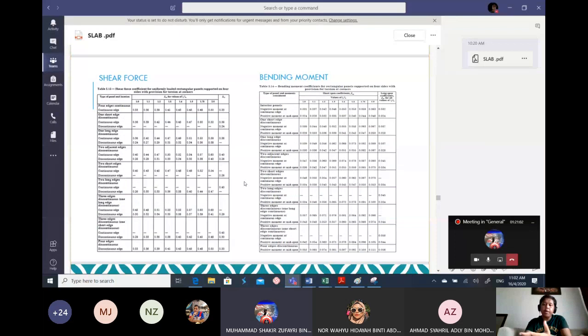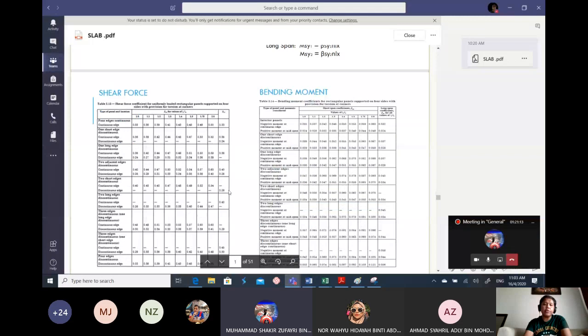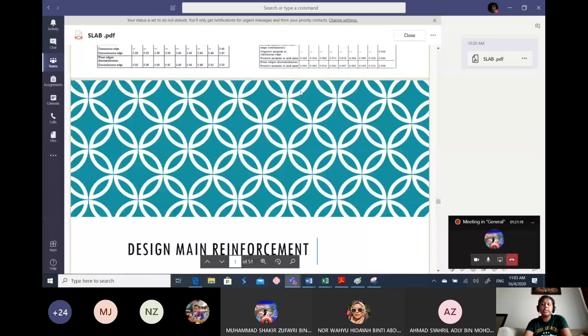Okay, ini adalah table that we have to refer for two-way continuous. Two-way continuous slab. So we have to refer the shear force at table 3.15, bending moment at table 3.14. So dalam example, I will show you how to determine this value.